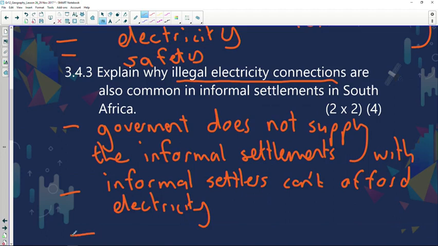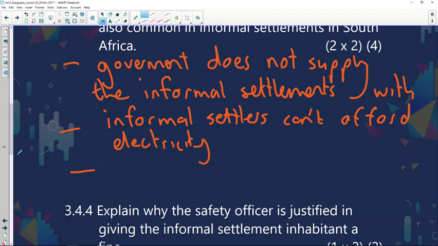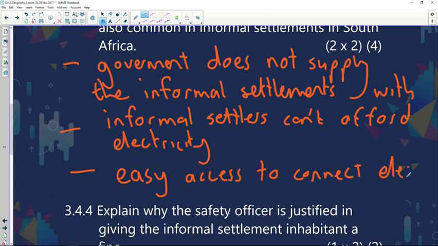And lastly, it's quite easy for them to connect, easy access to connect electricity illegally. Okay. So it's not like someone is stopping them, it's happening because it's so easy just to do a connection and then all of a sudden you have electricity.